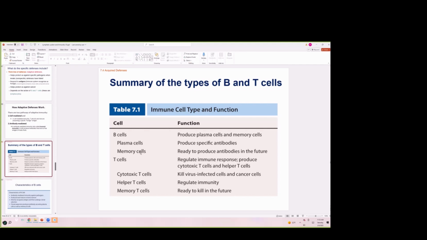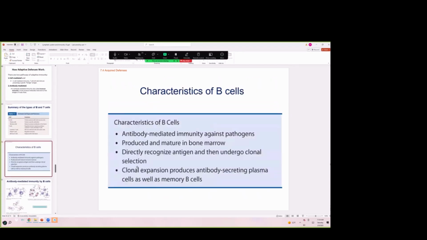But the plasma cells divide and start producing a lot of antibodies, the same kind of antibodies, which now would go around in the system, and anything that has that particular structure would be destroyed. I said the T cells are three types: cytotoxic T cells, helper cells, and memory cells. So let's take a look here.